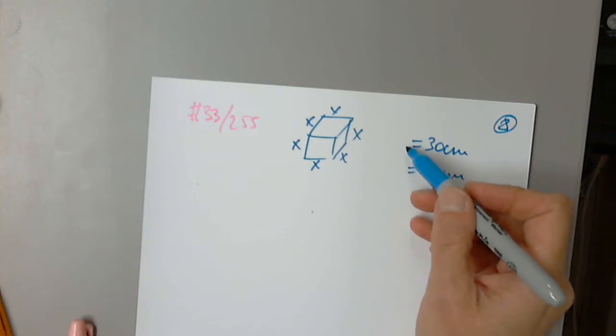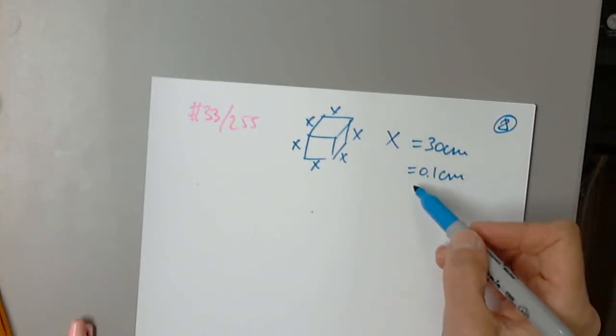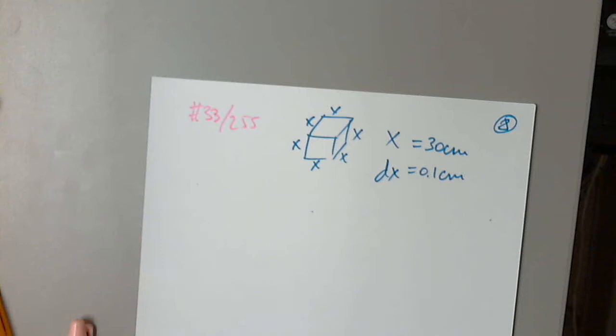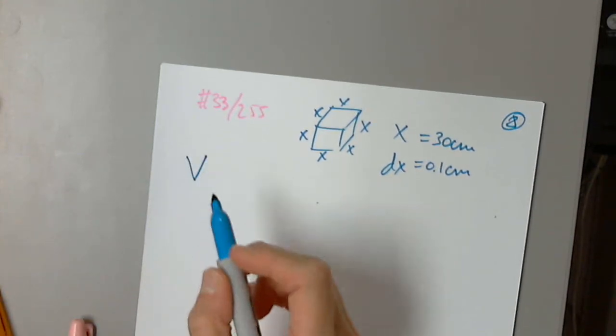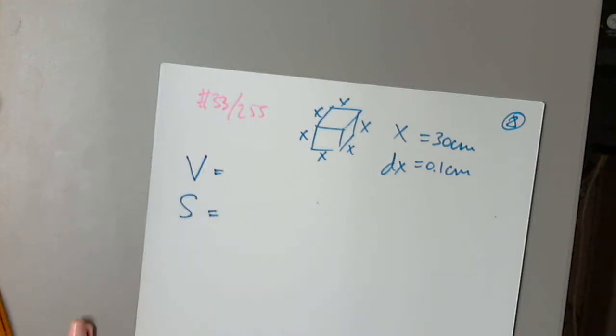What is this? Perfect. So now it says find, using differentials, estimate the maximum possible error in the volume. So that's the first thing. And in the surface area. So we're asked to estimate. So are we using delta V and delta S, or are we using dV and dS? Right, because it's the estimate, of course.